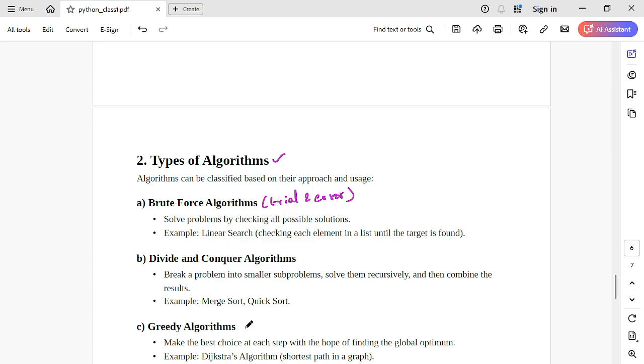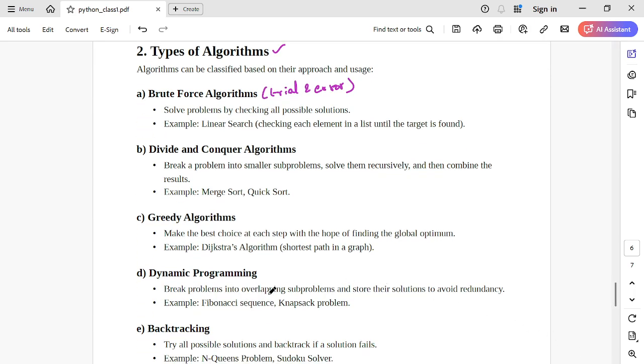Next comes greedy algorithm. Make the best choice at each step with the hope of finding the global optimum. Right. So an example is Dijkstra's algorithm. Next is dynamic programming. Break problems into overlapping subproblems and store their solutions to avoid redundancy. Examples are Fibonacci sequence and knapsack problem, right? So these are represented as dynamic programming. Break problems into overlapping subproblems and store their solutions to avoid redundancy.